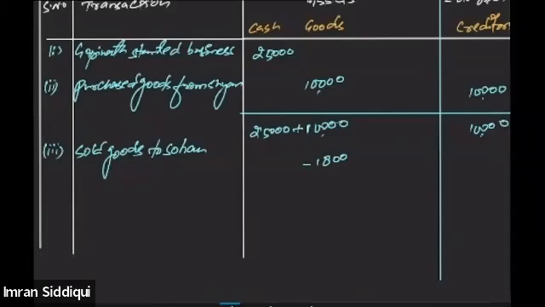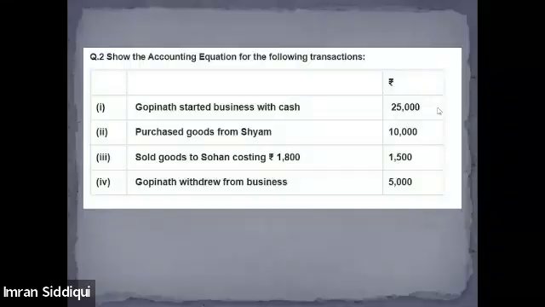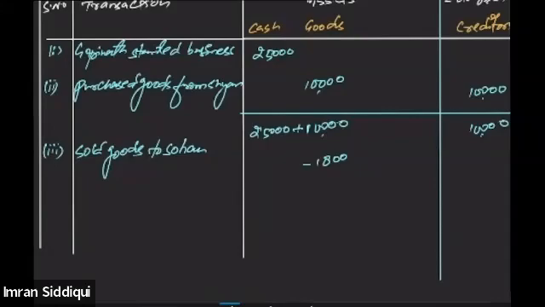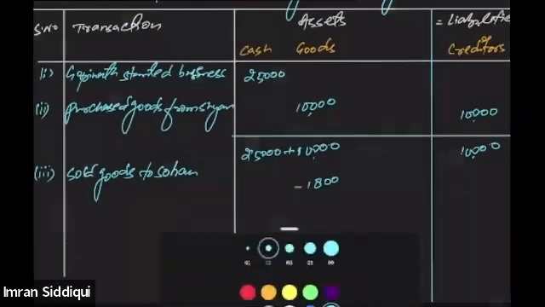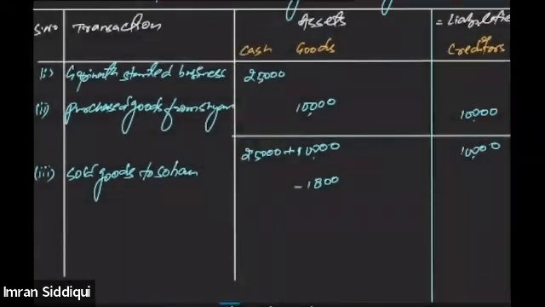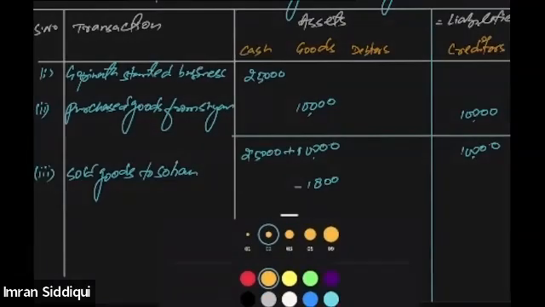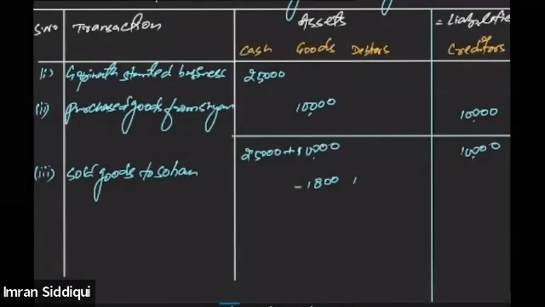Okay, and we are selling it for rupees 1,500, and we must be selling it on credit. So that means there will be an increase in the value of the debtors by 1,500. Debtors will increase by 1,500. Understood, everyone?